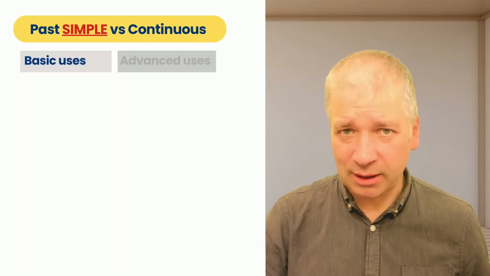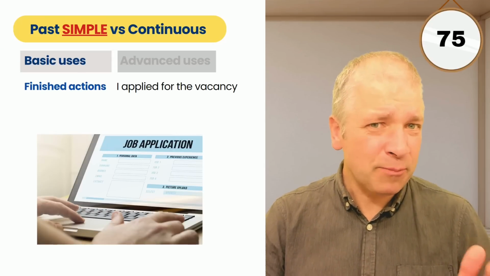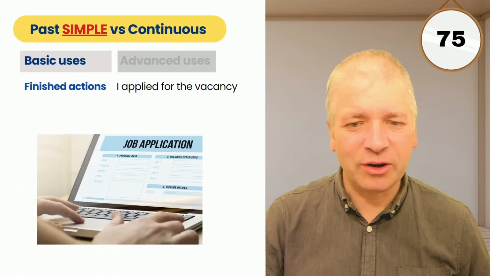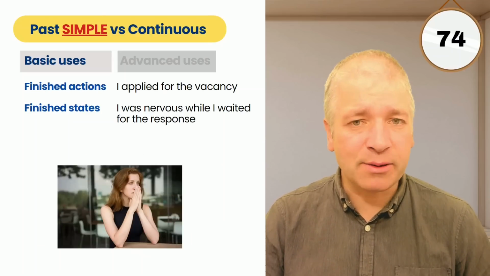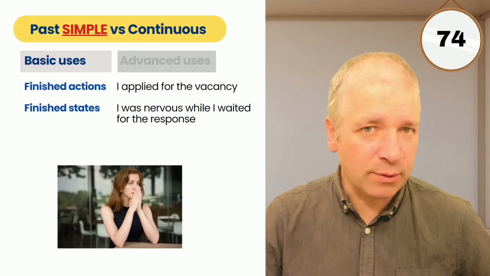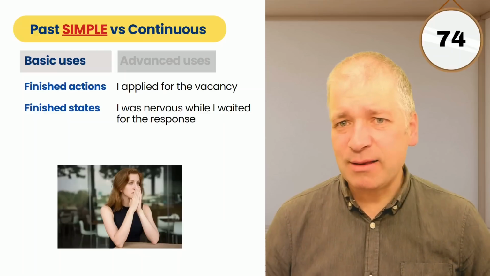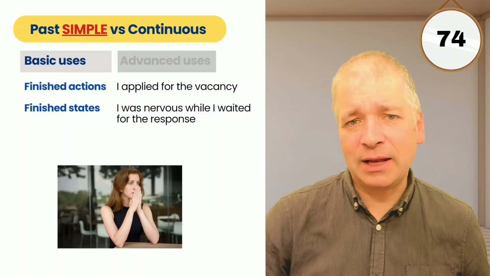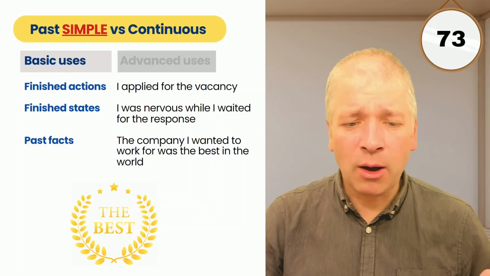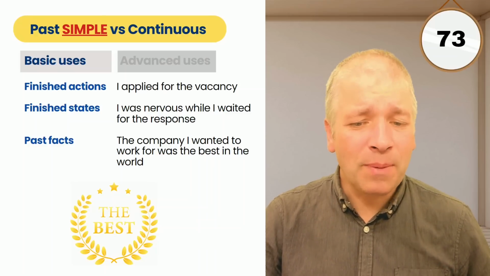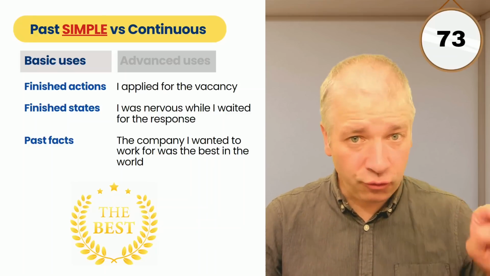Let's move on to the past simple and the past continuous then. First of all, the past simple and looking at the basic uses. The past simple is predominantly used for finished actions. I applied for the vacancy. Or for finished states. I was nervous while I waited for the response. It's a state. It's how the person felt at that time. And for past facts. The company I wanted to work for was the best in the world. It was true in the past.